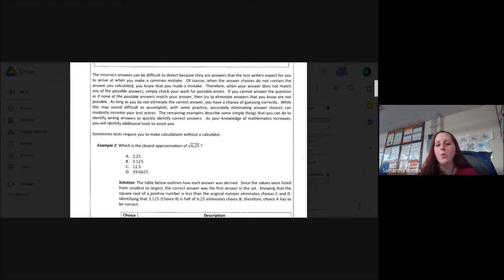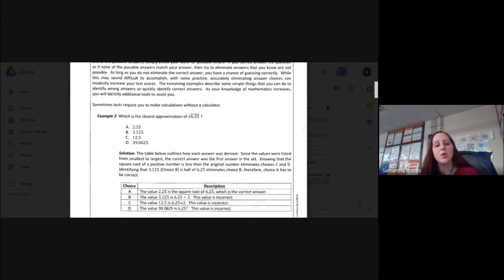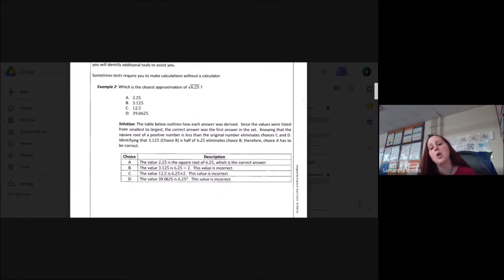For example two, which is the closest approximation of the square root of 6.25? 2.25, 3.125, 12.5, and 39.0625. The table below outlines how each answer was derived. Since the values were listed from smallest to largest, the correct answer was the first answer in the set. Knowing that the square root of a positive number greater than one is less than the original number automatically eliminates choices C and D. Identifying that 3.125 is half of 6.25 also eliminates B. Therefore, choice A has to be correct.